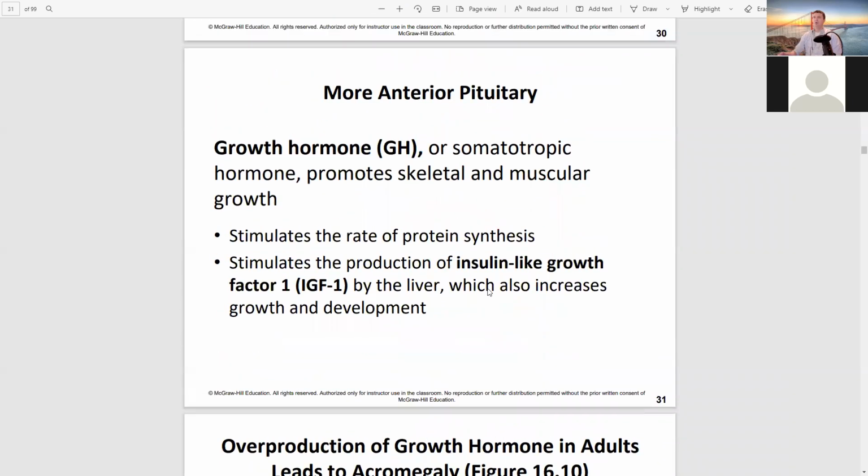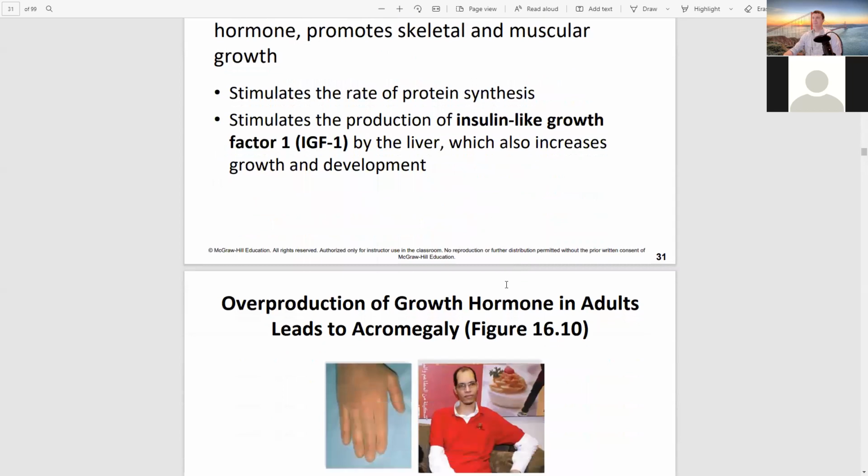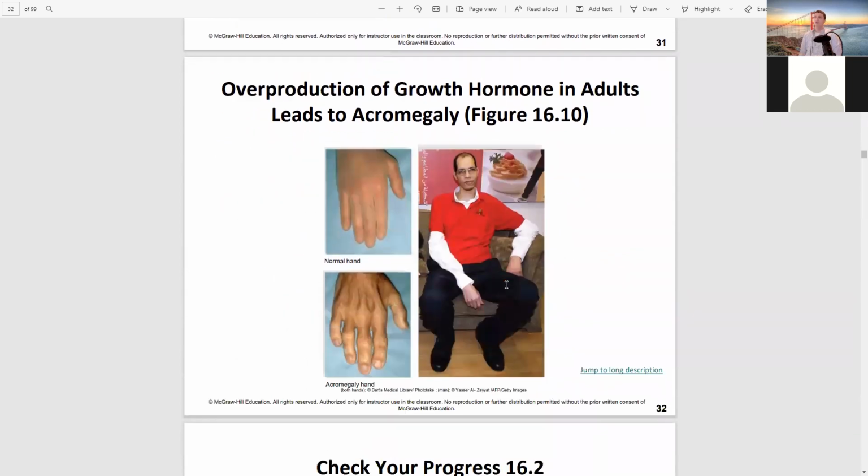So growth hormone, or somatotropic hormone, promotes skeletal and muscular growth and stimulates the rate of protein synthesis. It stimulates the production of insulin-like growth factor by the liver, which also increases growth and development. Overproduction of growth hormone in adults leads to acromegaly.